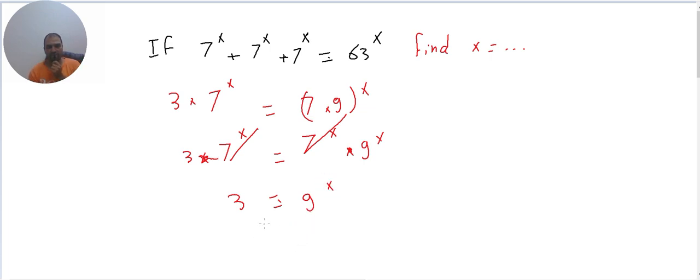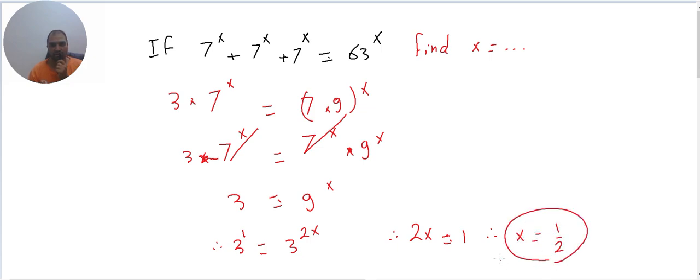9 is equivalent to 3^2, so you can write 3 equals 3^2, with 2 times x as the power. Look, the bases are equivalent, then the two powers are equal. Then 2x is equivalent to 1. You can find the value of x equals 1 over 2. Then the value of x here equals half. This is the answer here, half.